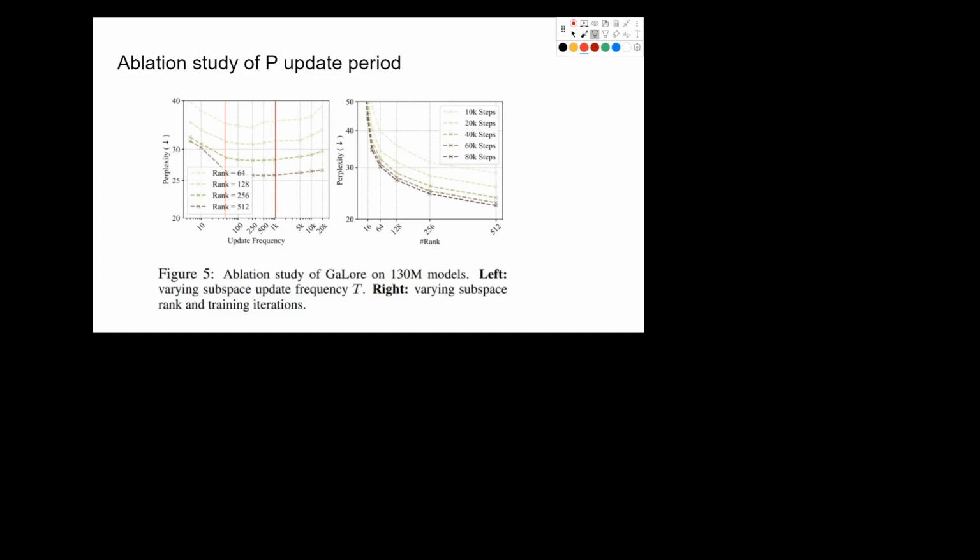It tells us that between 50 and 1000, you can see that the perplexity of the model will be the same. If we're using the same rank, those points are almost the same. So it means that if we choose the update period between 50 and 1000, they are the same. It will depend on how often we hope to change the period.